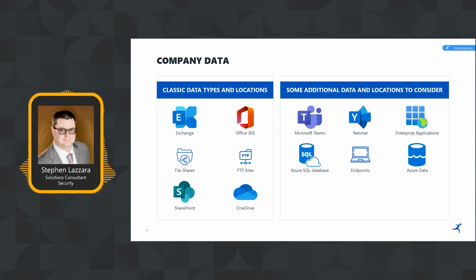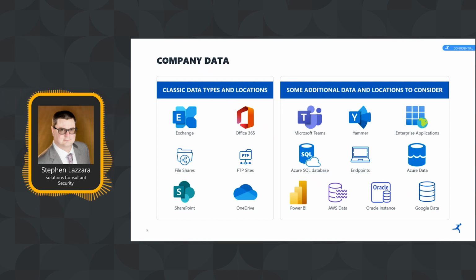You've got raw Azure data, such as Azure Data Lakes and things that are not classic file server and file share style data repositories. Power BI data reports can occasionally leak over. You've got other cloud environments such as raw AWS and Oracle. And of course, we also have Google Data Cloud out there. These are just some of the concepts around data utilization and locations. You can no longer restrict your data to what we consider classic types if you're going to cover a company's data environment from end to end.